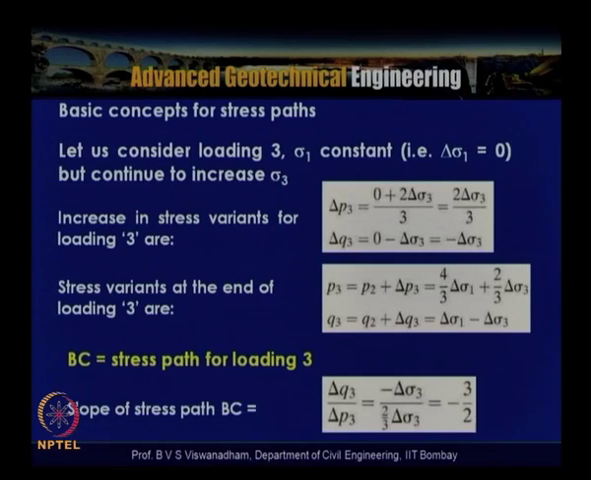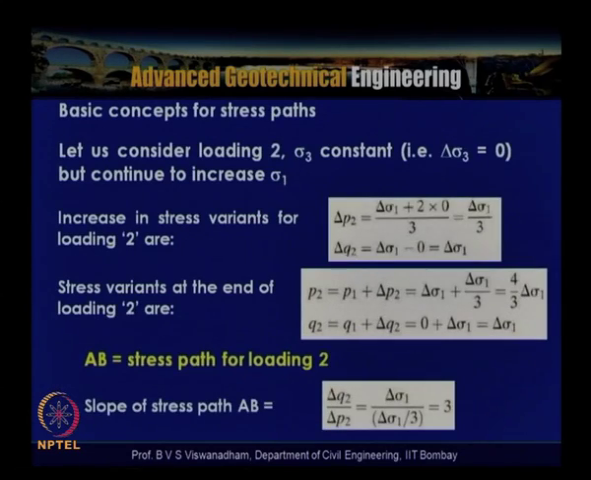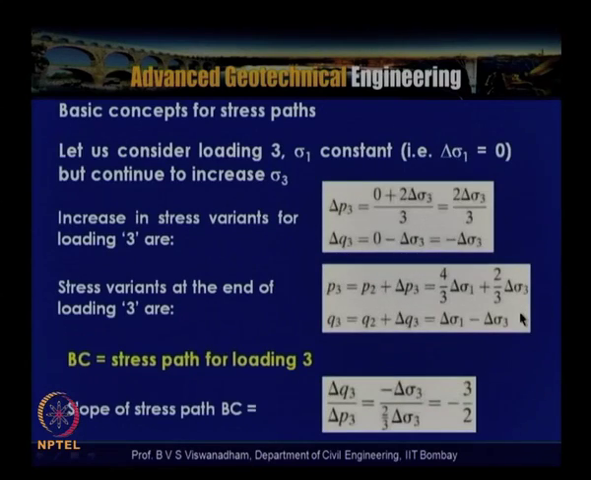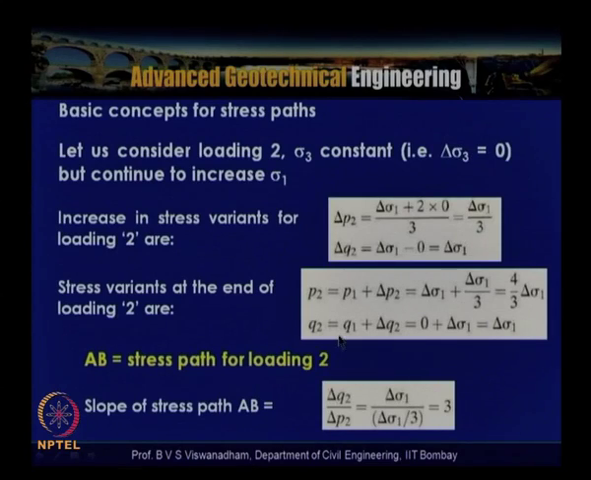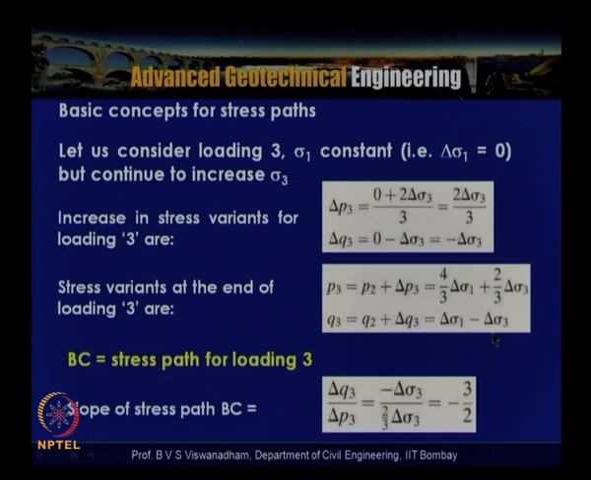P3 is equal to P2 plus delta P3, which is equal to 4 by 3 delta sigma 1. P2 was obtained as 4 by 3 delta sigma 1, plus 2 by 3 delta sigma 3, which is actually delta P3 here. So Q3 is equal to Q2 plus delta Q3. Q2 was obtained as delta sigma 1, so by substituting here delta sigma 1 minus delta sigma 3, with delta sigma 1 equal to 0, what we will have is minus delta sigma 3.